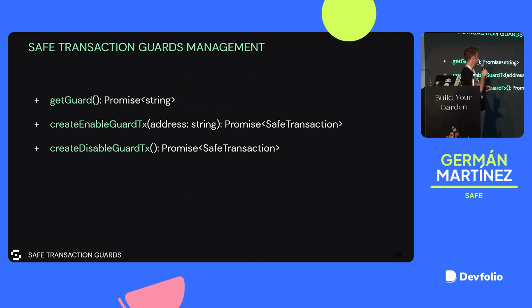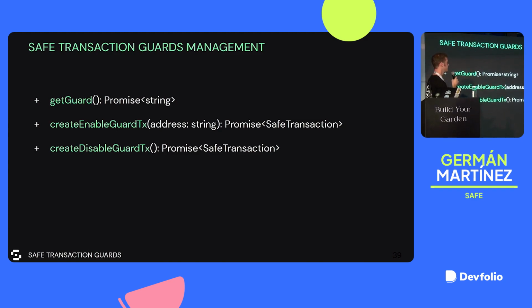Now, how the Safe Core SDK helps with Safe transaction guards. Similar to what we had for modules, we have the method getGuard. In this case, Safes can only have one transaction guard, and you can enable them or disable them. These methods return a transaction that is ready to be signed by the signers.